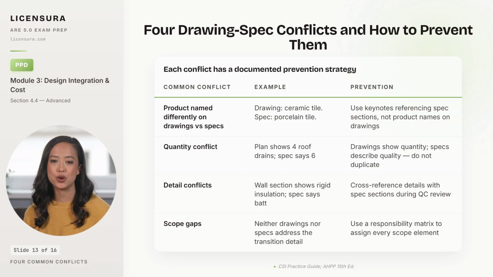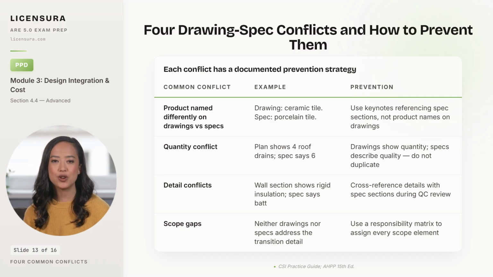The second is a quantity conflict. The plan shows 4 roof drains, and the spec says 6, leaving the contractor to argue for the lower number. The fix is the CSI rule, that drawings show quantity and specs describe quality, with no duplication between the two. The third is a detail conflict.